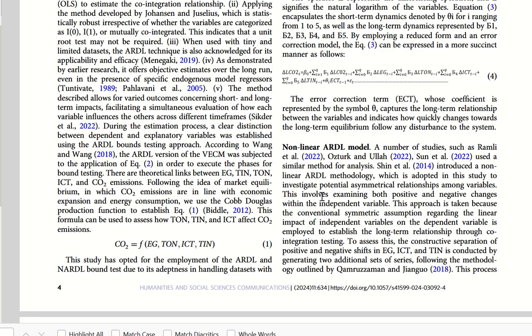So the author mentioned this involves examining both positive and negative shocks, meaning positive and negative changes. Changes and shocks are the same within the independent variables. The positive change may affect CO2 emission differently and the negative change may have different effects, because economic relationships are not always symmetric. That's why they also use the non-linear ARDL model, NARDL.